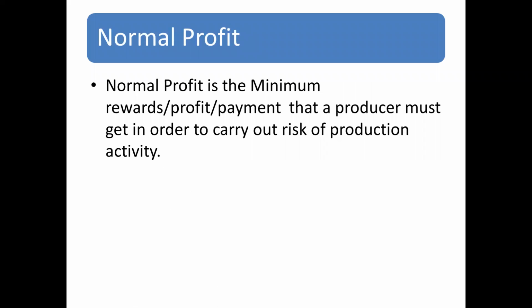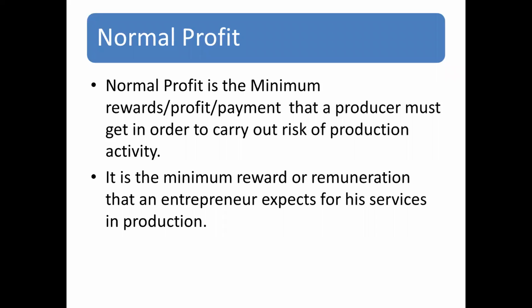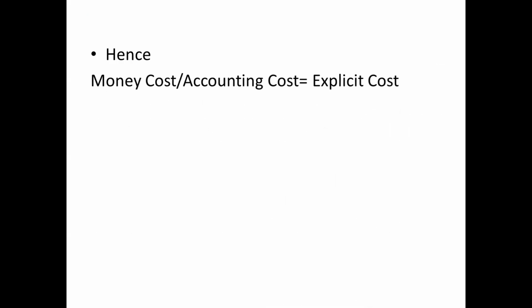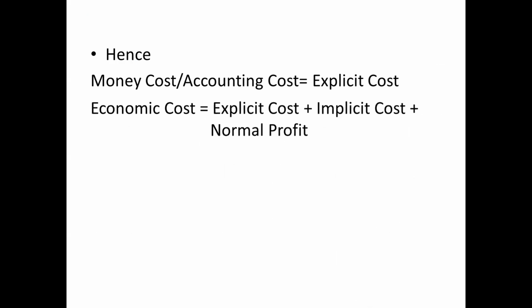And normal profit is the minimum reward of profit or payment that a producer must get in order to carry out his risk of activity, production activity. It is the minimum reward or the remuneration that an entrepreneur expects for his services in production. It is similar to the firm's implicit cost. Hence, money cost is explicit cost and economic cost is explicit cost plus implicit cost plus normal profit.